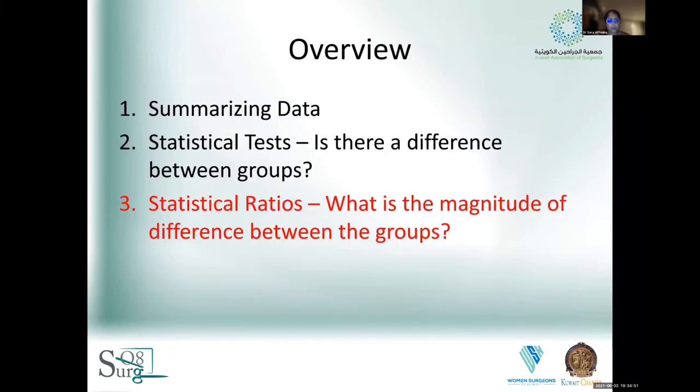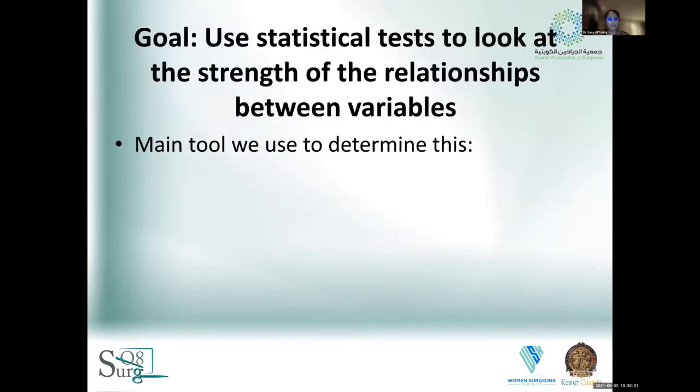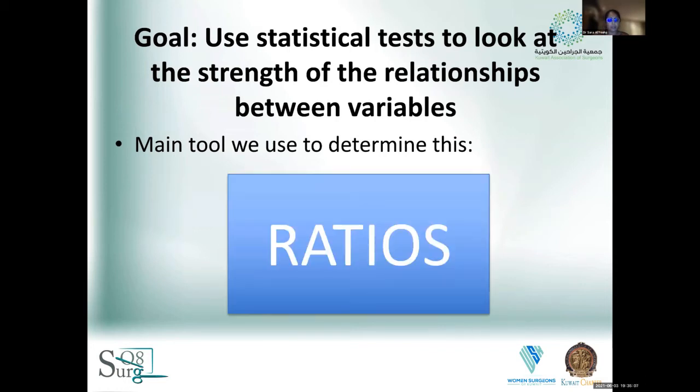Okay, so down to our last part, which is talking about statistical ratios. Like we said, this is a measure of the magnitude of a difference between groups. The goal of this test is basically to look at the strength of a relationship between variables. And like we said, we use ratios because ratios compare one thing to another, so you can look at the magnitude of a difference.